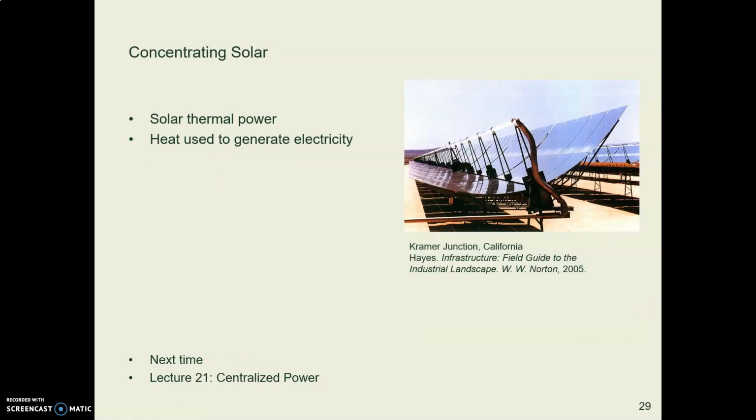Concentrating solar, we're going to talk about this next time. Concentrating solar uses heat to heat up liquid really hot to generate steam to turn a turbine to turn a generator. So concentrating solar uses heat from the sun to turn a generator. That's totally different from a solar photovoltaic cell, or PV.